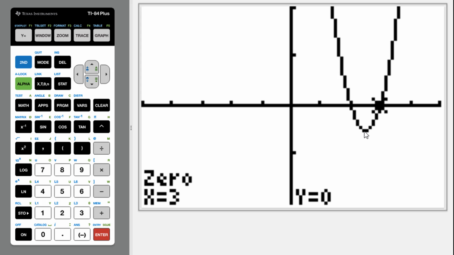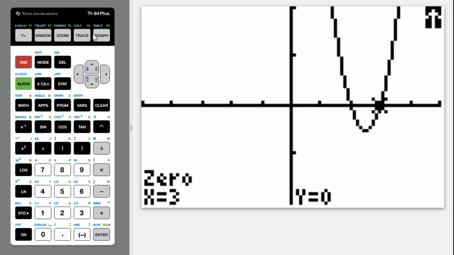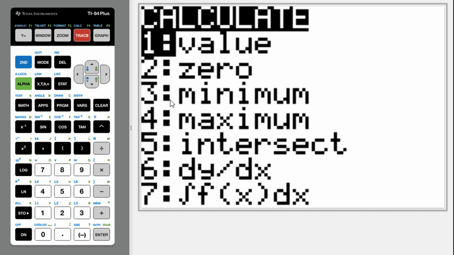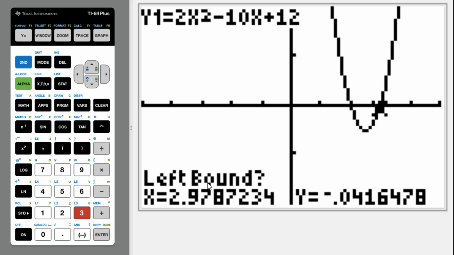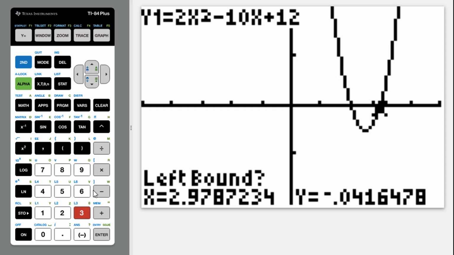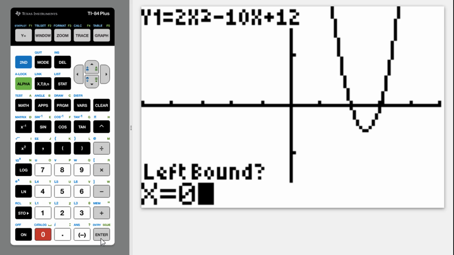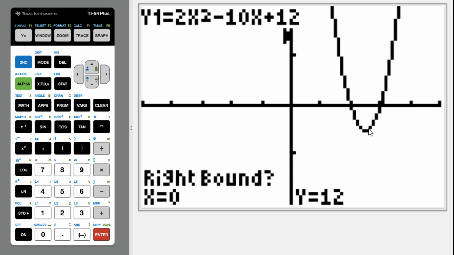This point is a minimum. So we will go to second trace, go to minimum, that's a 3. It still asks you for the left bound. You know this is a minimum point. For the left bound, you can put 0 or 1. It is clearly on the left side of this minimum point. So let's put 0. Enter. Right bound, you could say this is a 4 or 5.